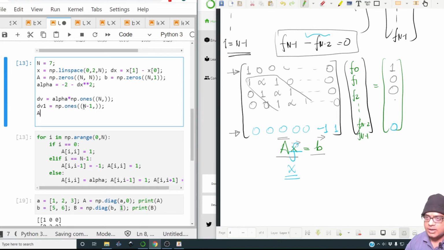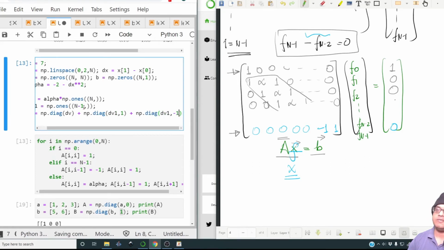So now A will be np.diag of dv plus np.diag of dv1 comma 1 plus np.diag of dv1 comma minus 1, where I've used the fact that the upper shifted diagonal and the lower shifted diagonal have the same value to be inserted.